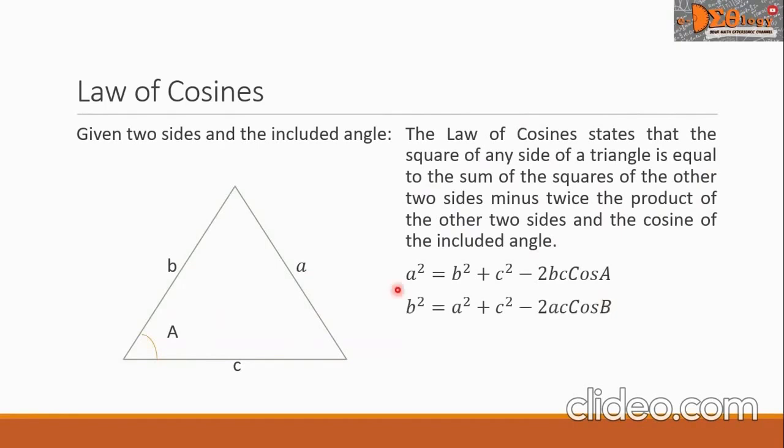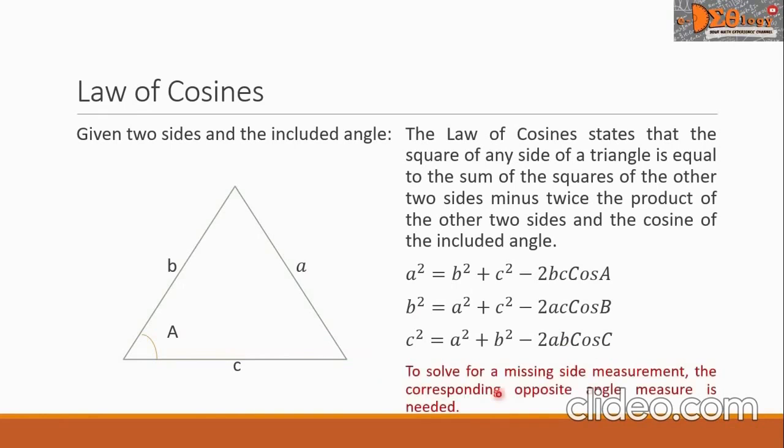For some triangles, we may look for side B, so we will use this formula: B square equals A square plus C square minus 2AC cosine of angle B. Likewise, if we're looking for the side C, we will use this formula: C square equals A square plus B square minus 2AB times the cosine of angle C. Take note, to solve for a missing side measurement, the corresponding opposite angle measure is needed.